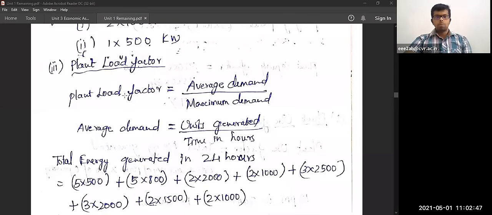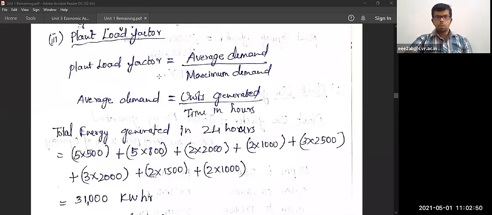So what is the formula for plant load factor? Plant load factor is nothing but average load divided by maximum demand, or average demand divided by maximum demand. So now we have to calculate the average demand. So what is average demand? Average demand is equal to energy generated divided by time in hours. So here unit generated we have to calculate. It is also very, very simple.